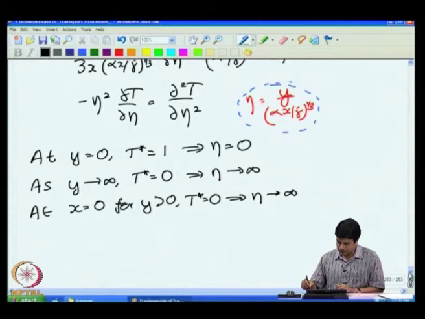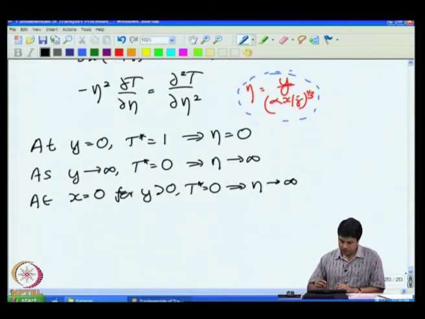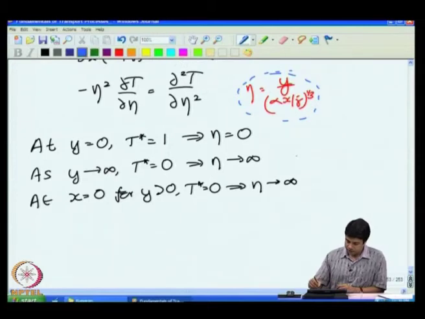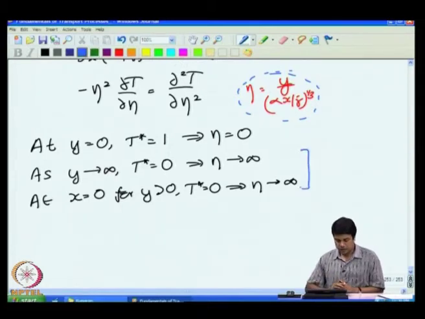So, at x is equal to 0, you can see that both of these boundary conditions, one boundary condition in the y coordinate as y goes to infinity and the other in the x coordinate at x is equal to 0, reduce to the same boundary condition when expressed in terms of eta. These two reduce to exactly the same when expressed in terms of eta.